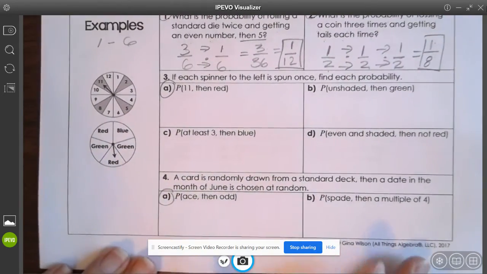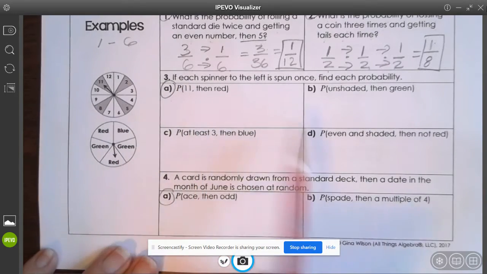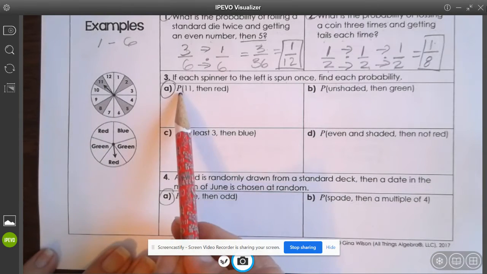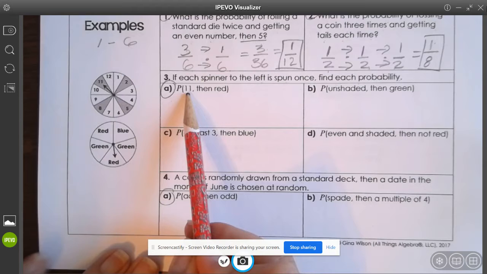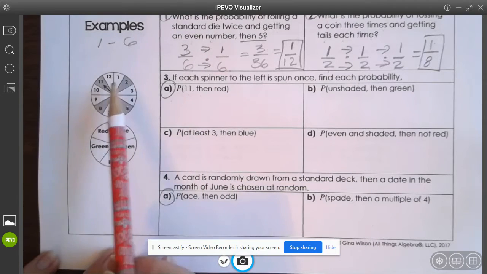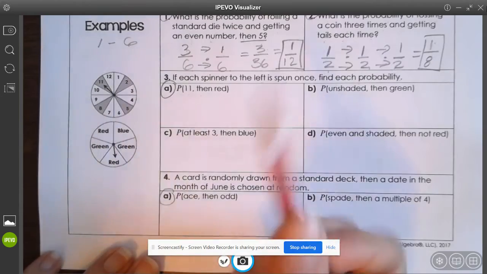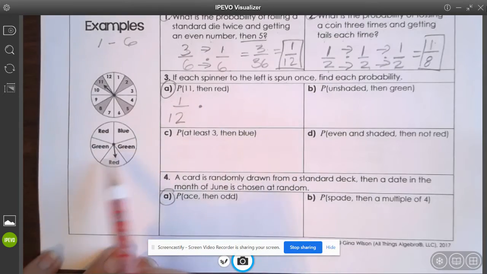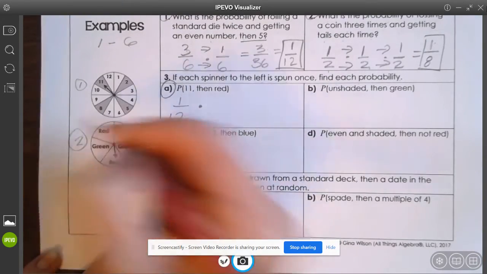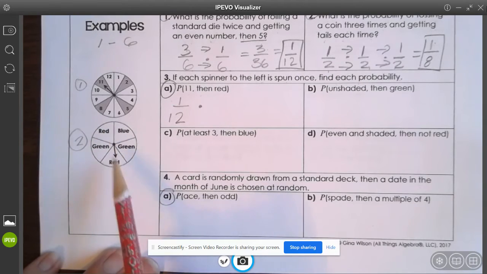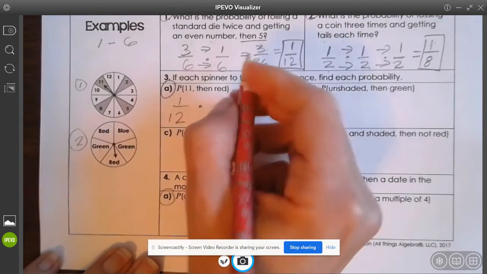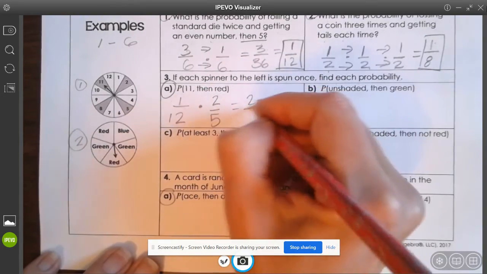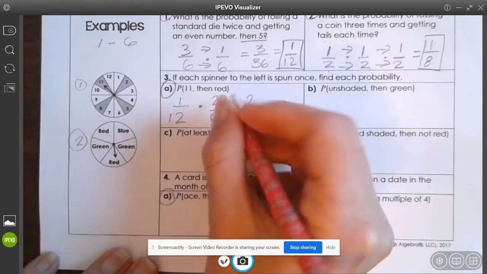All right, so I'm going to do this one, A, and then you guys finish it. So if each spinner to the left is spun once, find each probability. So I'm going to do this one. It says the probability that it falls on an 11, then red. So it falls on an 11, so that's 1 over, how many are there? 12, times, then red. This is the first one, and this is the second one, right? So then that falls on red, 1 and 2. 2 over 5, right? There are 2 reds over 5 in total. So that's 1 times 2 is 2, and 12 times 5 is 60.